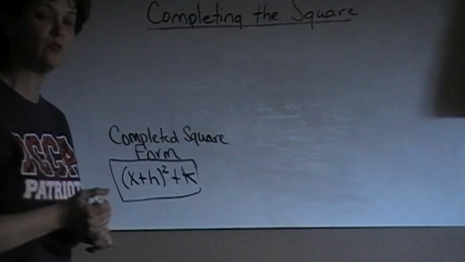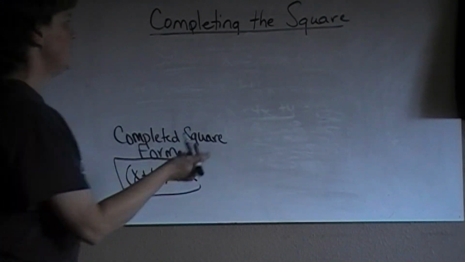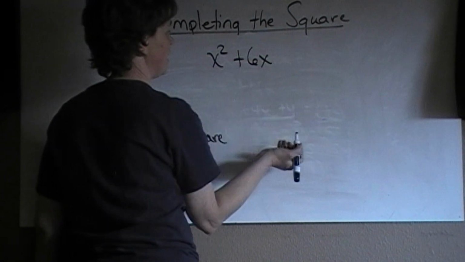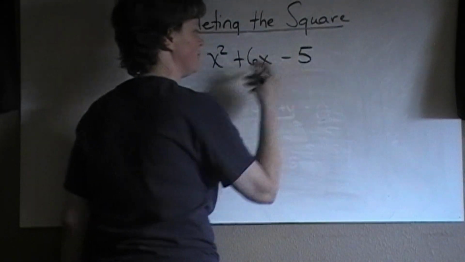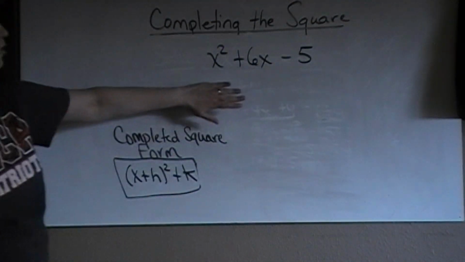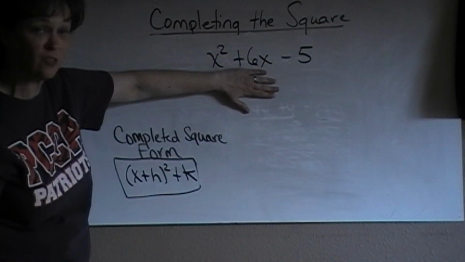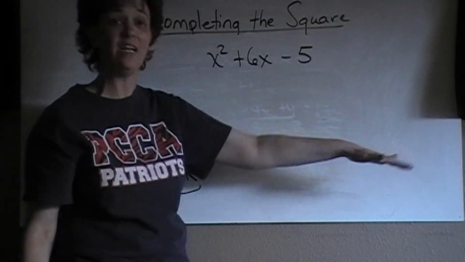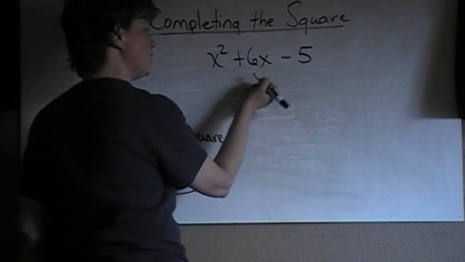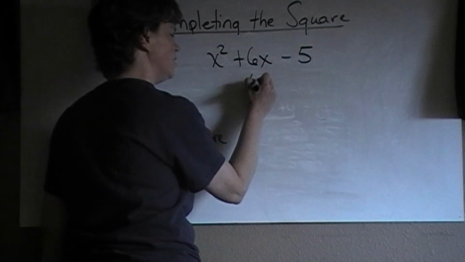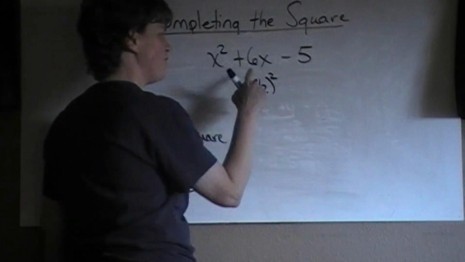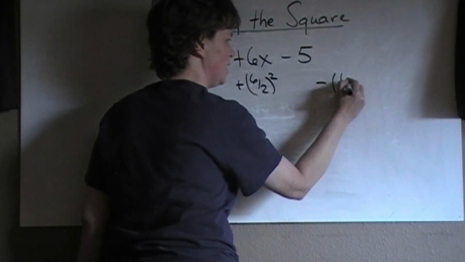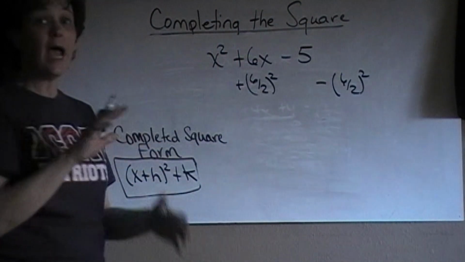Some of them you'll see on the homework won't have an equal sign. They will have just something like x squared plus 6x minus 5. This is a problem they may have. We're going to complete the square here. However, I don't have an equal sign, so I don't have to move anything to the other side. But we're still going to take the b value, which is 6, divide it by 2, and square it. If we're adding it in here, then on the same side we also have to take it away, because otherwise we've changed the expression.